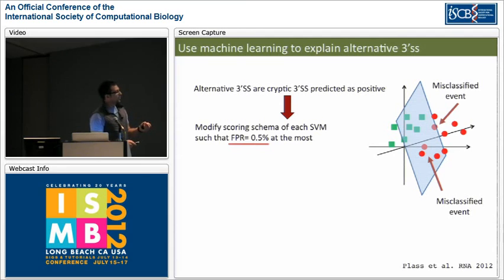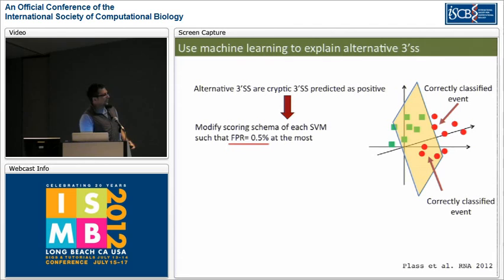However, to be more reliable for those, we have to reduce the false positive rate. What I mean is, if we are able to predict very few false positives, but those are very likely to be like the annotated ones, maybe those are alternative ones. That was our approach to predict alternative ones. But to do that, we have to modify the threshold.